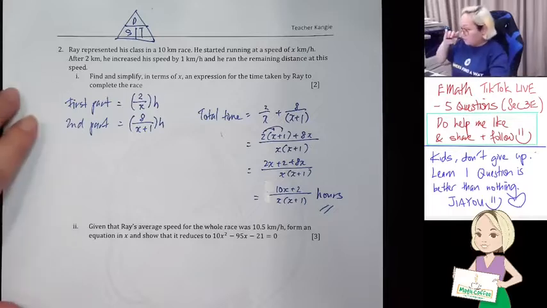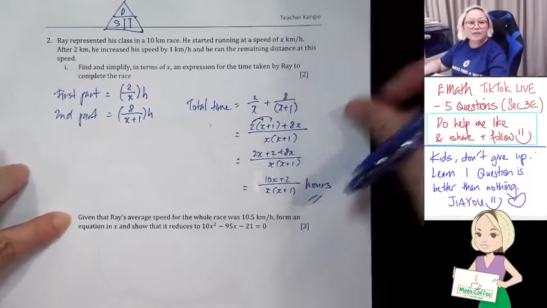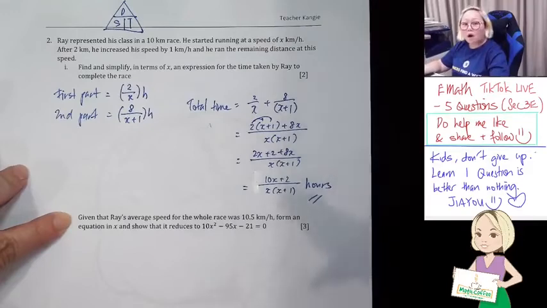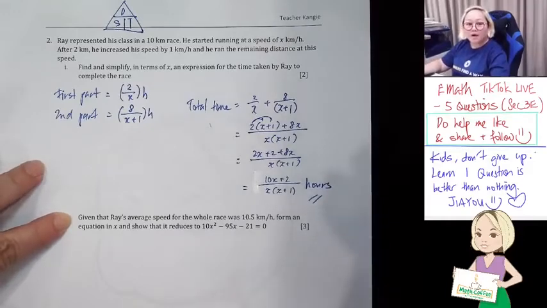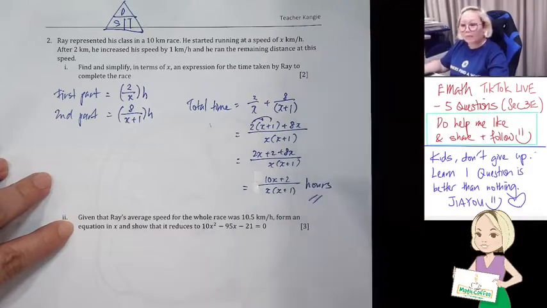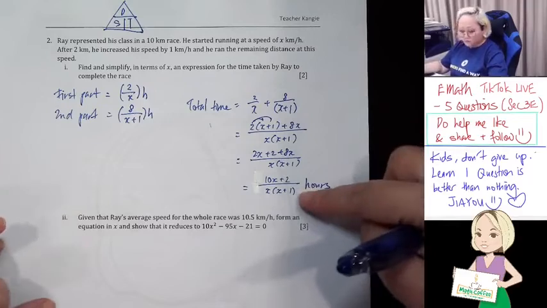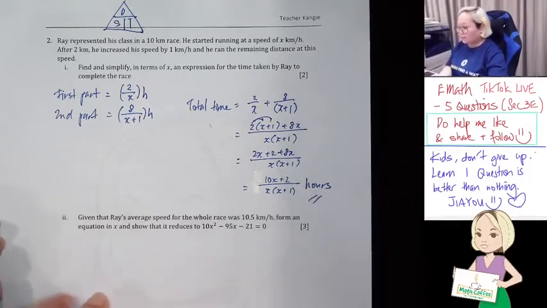Part 2. Given that the average speed for the whole race was 10.5 km per hour, form an equation in x and show that it reduces to the given form. Wait a minute, why not expand into x squared plus x? It's okay, I can leave it in this form. Later, I will still need to expand. Later part, I will still need to expand one.